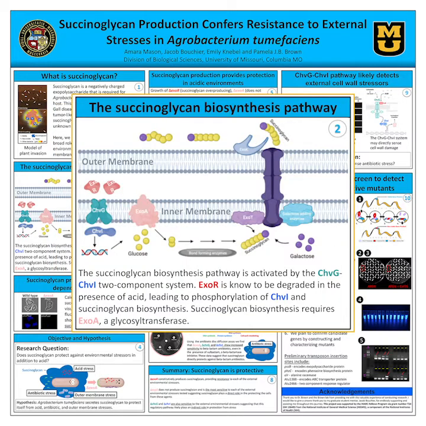In panel 2, I modeled the succinoglycan biosynthesis pathway and described signaling through the ChvG-ChvI two-component system that regulates succinoglycan production. It is proposed that ChvG senses an environmental stress and upregulates transcription of genes involved in succinoglycan production through the transcription factor ChvI. The periplasmic protein ExoR represses ChvG activation and therefore regulates the expression of genes involved in succinoglycan production, including ExoA. Thus, in the absence of ExoR, succinoglycan is overproduced. In contrast, the absence of ExoA abolishes succinoglycan production.